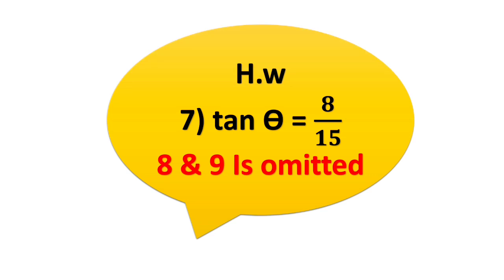And children, question number 7, tan theta equal to 8 upon 15, is homework for you. Questions number 8 and 9 are omitted. I hope you have understood. In this method, we have used the Pythagoras theorem. It means you should know the squares from 1 till 25 to 30. It will be easy for you to calculate the square root of a particular number.